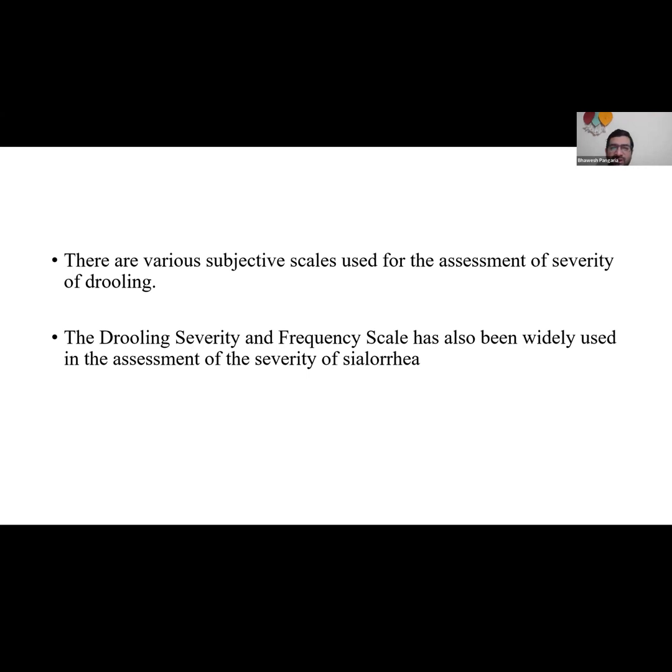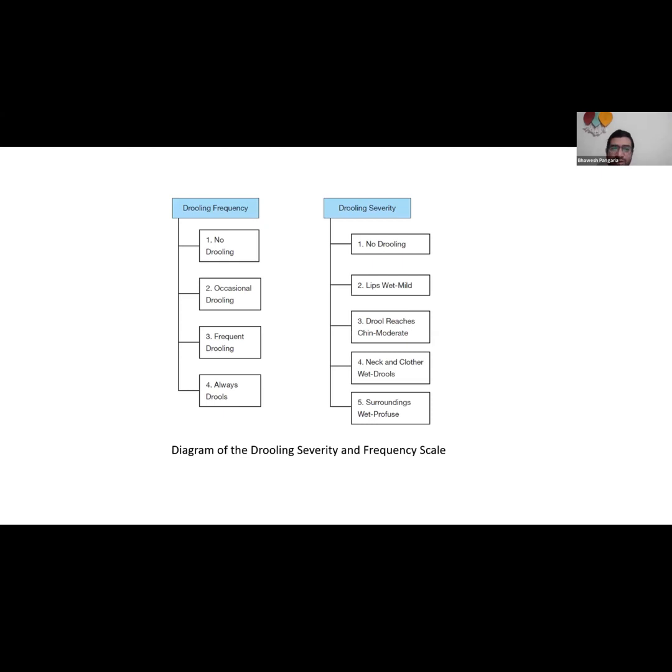There are various subjective scales used for the assessment of severity of drooling. One of the most common scales used is the Drooling Severity and Frequency Scale. It has been widely used for the assessment of severity of sialorrhea. It contains two parts: first is frequency and second is severity. On the frequency part, there can be no drooling, occasional drooling, frequent drooling, and always drooling, and we grade them as 1, 2, 3, 4.